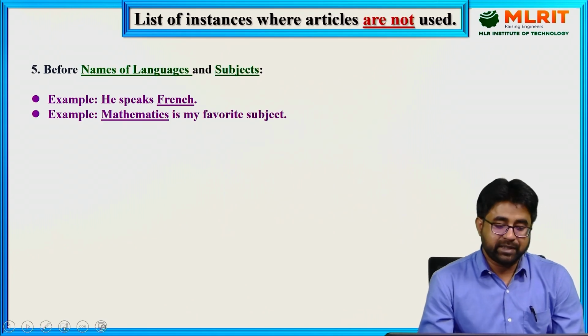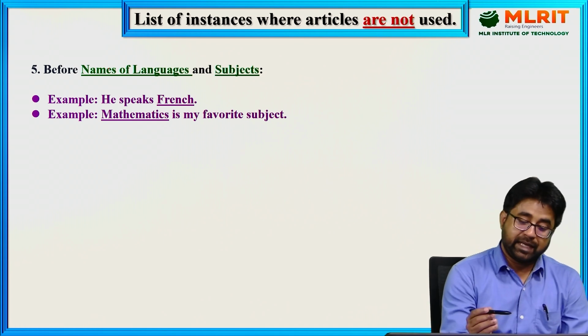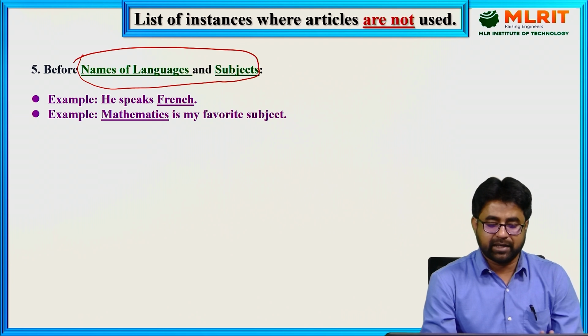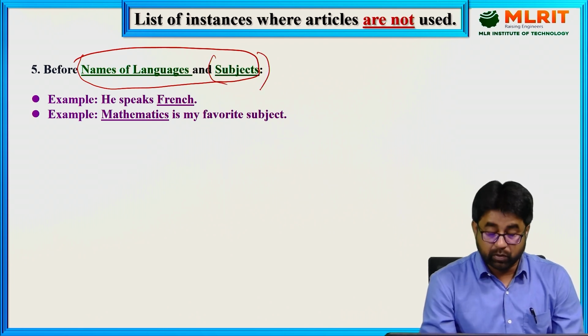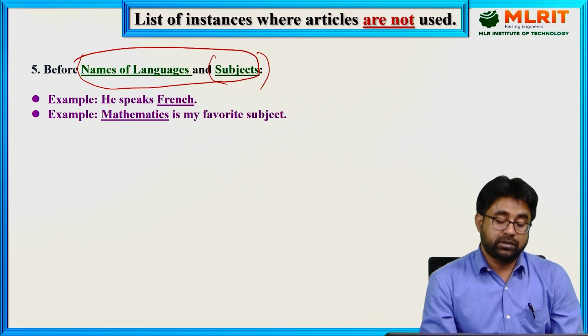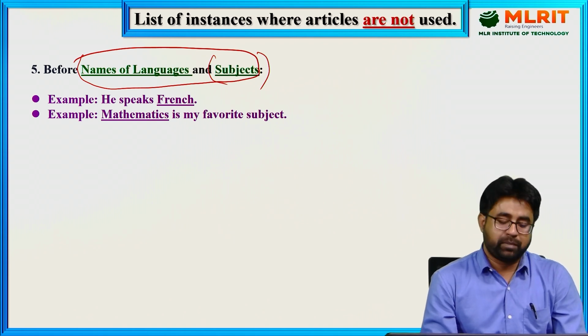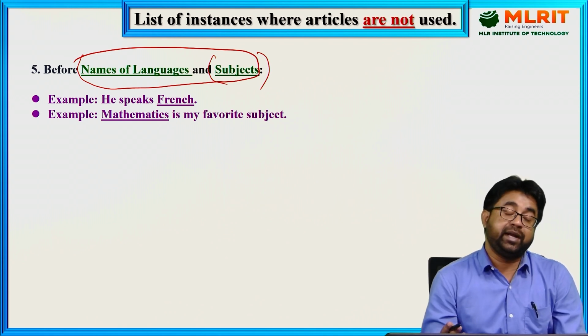So this is the fifth instance where we are not supposed to use any article: before names of languages and subjects. You all know the names of languages and subjects. Whenever we talk about a certain language or a certain subject, we are not supposed to use any article. In a general way, we might think that if I talk about the Hindi language, it's about a particular language. There is only one Hindi language, right? So why should we not use the definite article "the"?